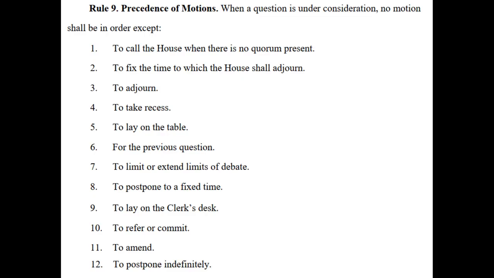Rule 9. Precedence of motions. When a question is under consideration, no motion shall be in order except: 1. To call the House when there is no quorum present. 2. To fix the time to which the House shall adjourn. 3. To adjourn. 4. To take recess. 5. To lay on the table. 6. For the previous question. 7. To limit or extend limits of debate. 8. To postpone to a fixed time. 9. To lay on the clerk's desk. 10. To refer or commit. 11. To amend. 12. To postpone indefinitely.